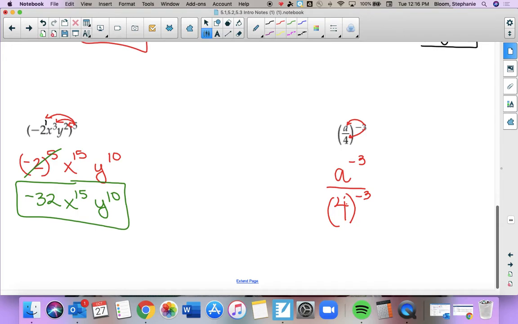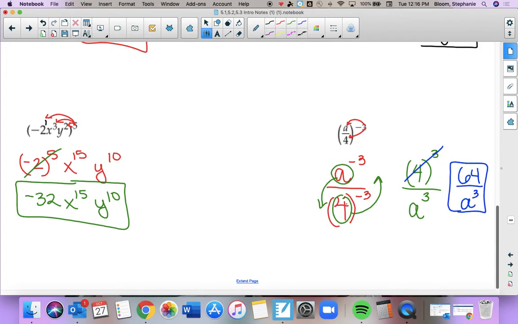Right? Now, what happens on this one? Yes, both of them have to go. A has to go bottom, 4 has to go top. So that's 4 to the third over a to the third. And then you would just do that. What is 4 to the third power? So your answer is 64 over a cubed. Okay? Who got that one? Did we get it? Okay.